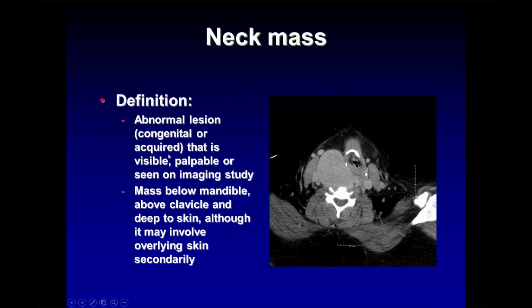Let's start with the definition. A neck mass is essentially an abnormal lesion, can be congenital or acquired, that is typically visible, can be palpable, or seen on imaging study incidentally. The mass is anywhere below the mandible, above the collarbone, and deep to the skin, although it may at times involve the overlying skin secondarily.